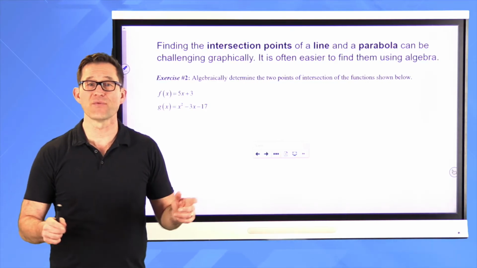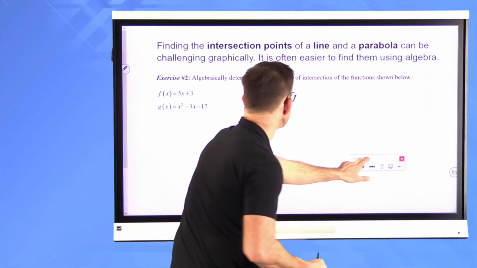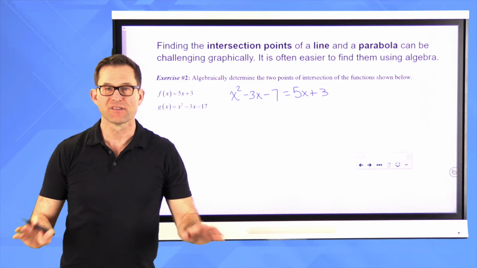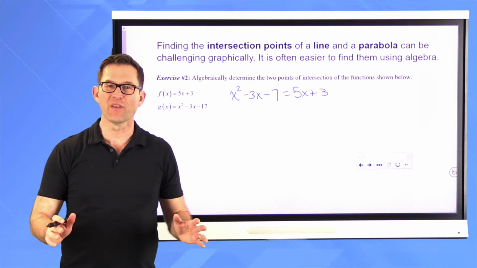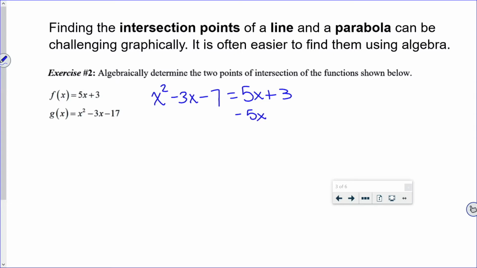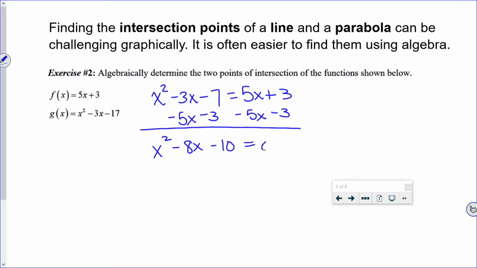All right, here we go. I'm going to set the equations equal. So I'm going to get x² − 3x − 7 is equal to 5x + 3. Step 1. Step 2, get the entire equation equal to 0. To do that, I need to subtract 5x from both sides, and I need to subtract 3 from both sides. When I do that, I'll get x² − 8x − 10 is equal to 0.